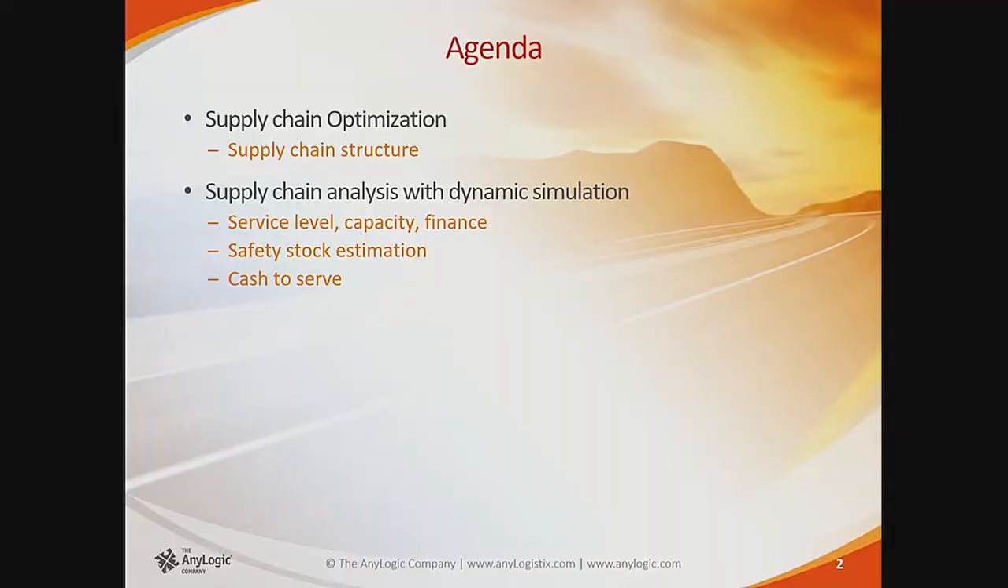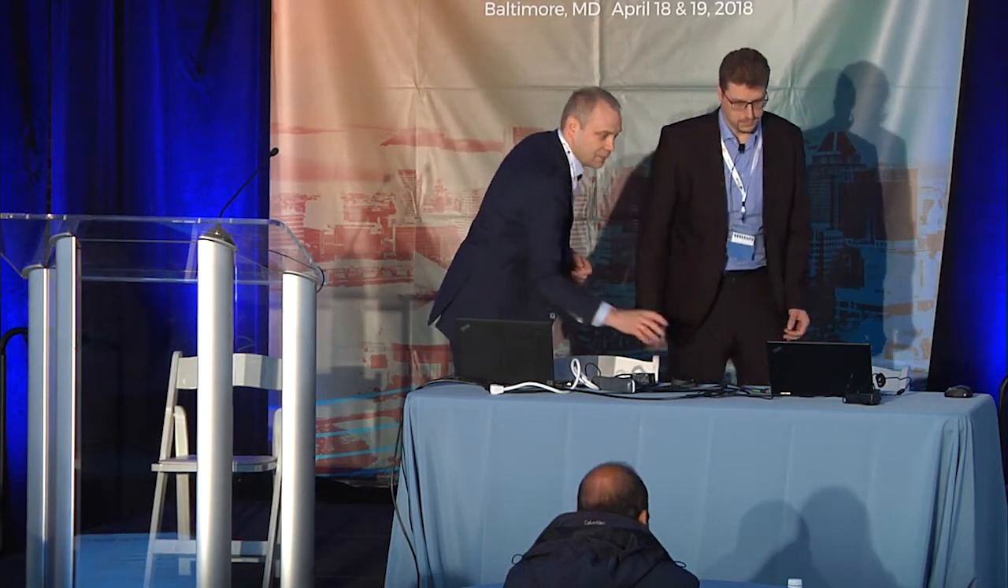So we will start with the network optimization part, doing some supply chain structure optimization, and then continue with the dynamic simulation modeling, estimating some parameters of the supply chain. At the end, if we have time, we will show you some examples of inside four walls modeling with AnyLogistics. So, could you please switch to the next slide?